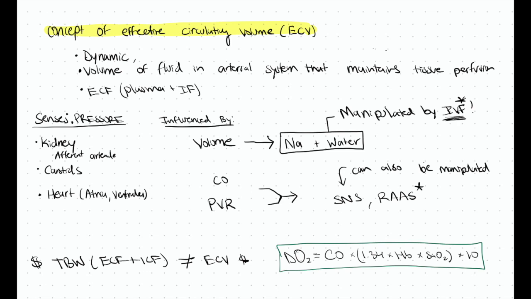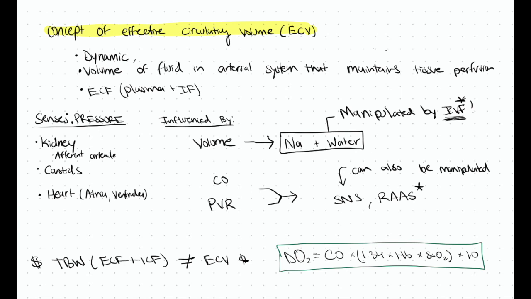And what are they? We've got the afferent arteriole in the kidneys. We've got the carotids, the heart, the atria, and the ventricles. So these sensors detect changes in pressure. And what are they influenced by? They're influenced by volume, cardiac output, and vascular resistance. Now, I mentioned that IV fluids manipulate the volume.